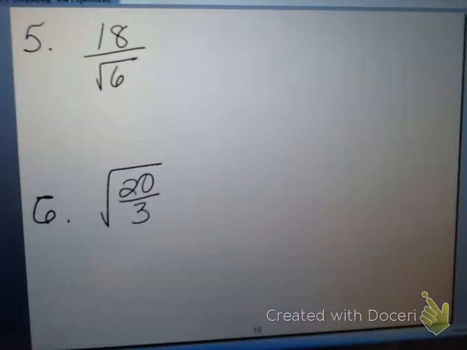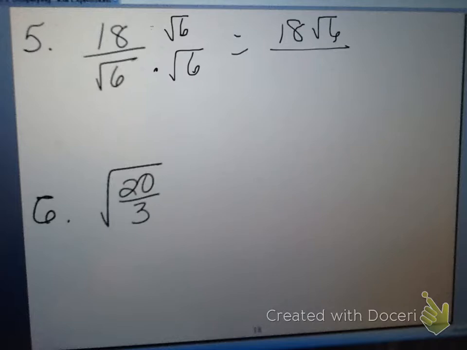Number 5, I cannot simplify 18 over square root of 6, so I'm just going to rationalize the denominator by multiplying both top and bottom by the square root of 6. So that's 18 square root of 6 over 6. Now 6 goes into 18 3 times. So my final answer is 3 square root of 6.